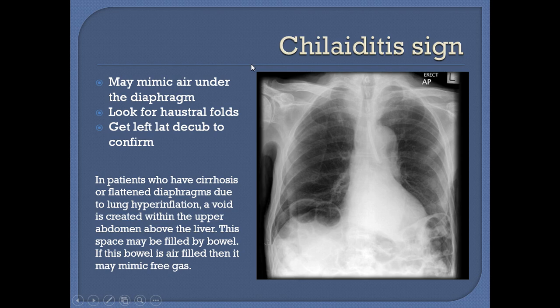Chilaiditi sign. It may mimic free air under the diaphragm and we have to look for the haustral folds to rule it out. Usually the patients are cirrhotic with flattened hemidiaphragms due to some lung hyperinflation, and an area is created in the upper abdomen above the liver. This space may be filled by the bowel, and we can see the bowel is air filled, then it may mimic free gas. This is the Chilaiditi sign.